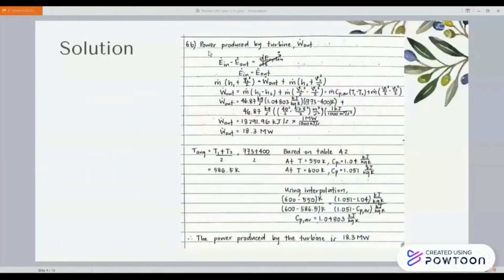Power, or rate of work done by the turbine, is obtained using the energy balance equation derived earlier. After rearranging, power equals the sum of the net change in enthalpy and kinetic energy. Delta H also equals the product of mass flow rate, average specific heat capacity at constant pressure, and the temperature difference between inlet and outlet streams. Cp average is obtained through Table A2 by interpolating the value of Cp with the average temperature. Finally, after substituting all the values, including the value of outlet velocity obtained in 6a, the power produced by the turbine is 18.3 MW.